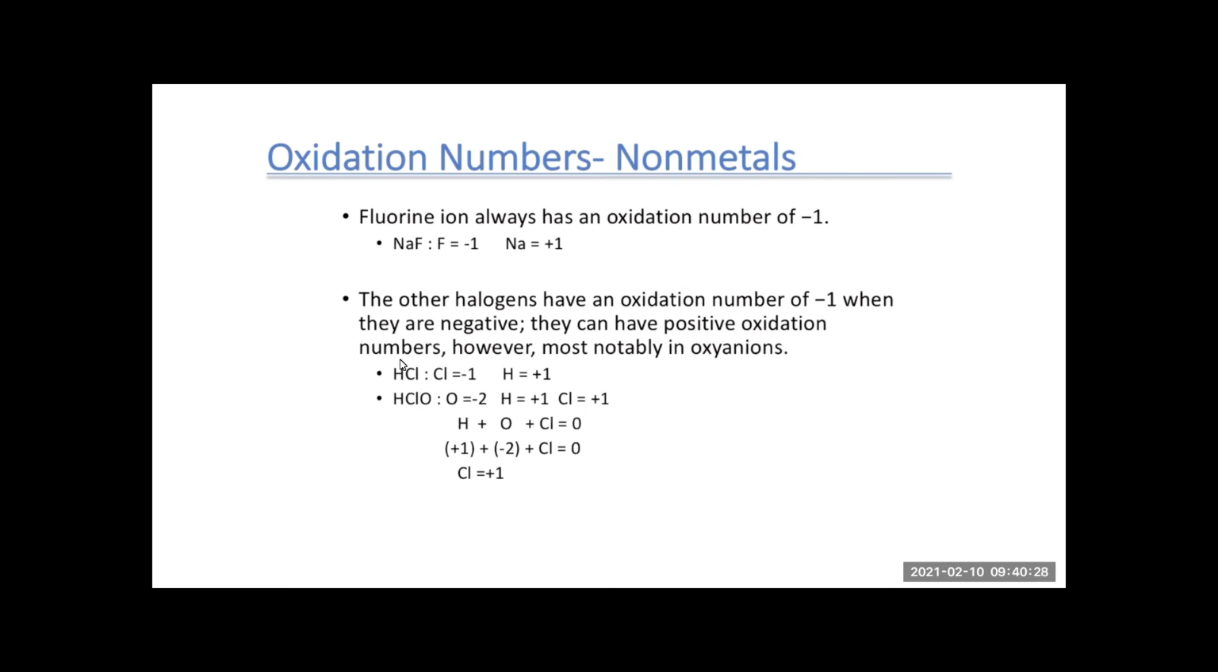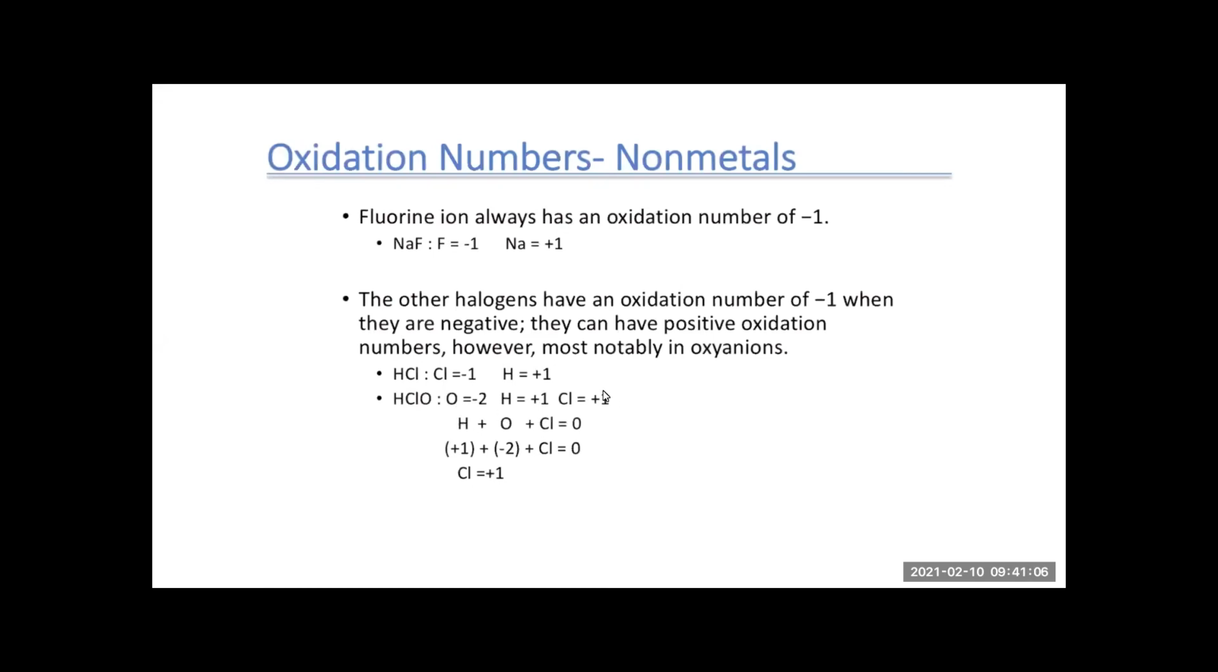So for example, when we have hydrochloric acid, HCl, chlorine has an oxidation number of -1, hydrogen has an oxidation number of +1. However, when we turn into a polyatomic ion and we have hypochlorous acid, oxygen has to have that -2 oxidation number. Hydrogen has to have the +1. So then we have to figure out what the chlorine is.